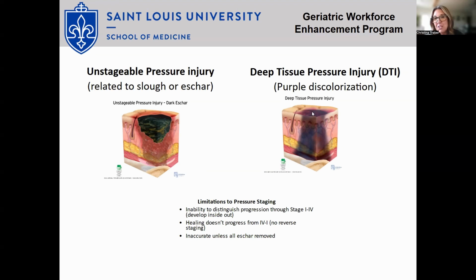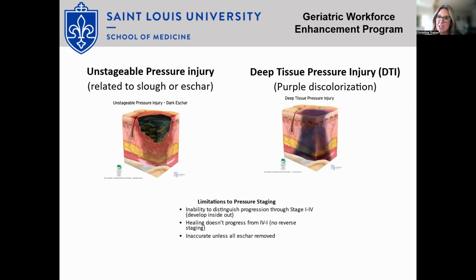Also, sometimes you'll get a dark purple discoloration, not the non-blanchable redness, but a purple, almost like a bruise. Sometimes the bruised color indicates that there's been a pressure injury, or a DTI, that's deep. And again, by trying to quickly get that pressure off, we can hopefully relieve it from turning into something more severe. Of note, there are some limitations to this pressure staging.